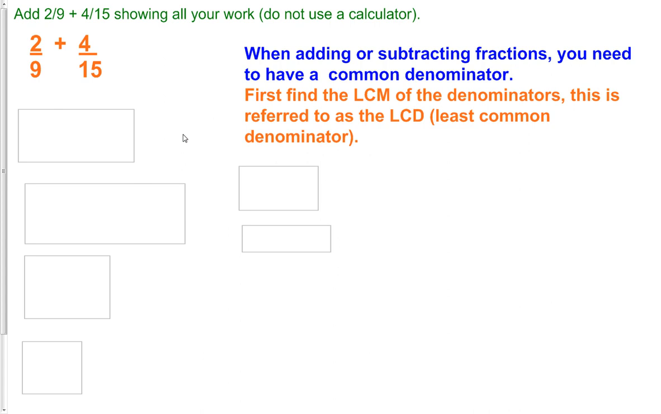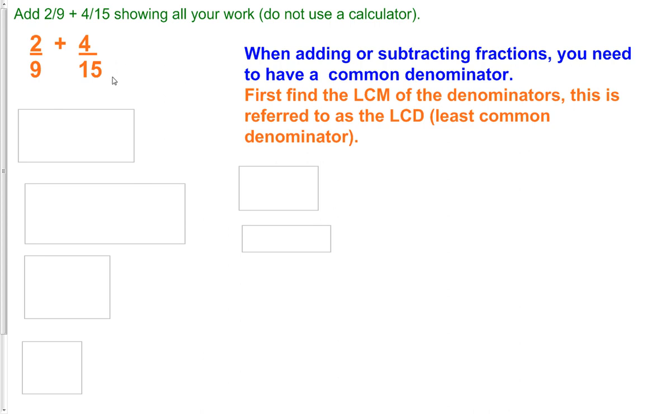In this video, I'm going to show you how to add and subtract rational expressions. Rational expressions are really just fractions, except they have polynomials in the numerator and denominator as opposed to simply constants. However, the same general rules apply. So let's look at this example here. Let's add 2/9 and 4/15.